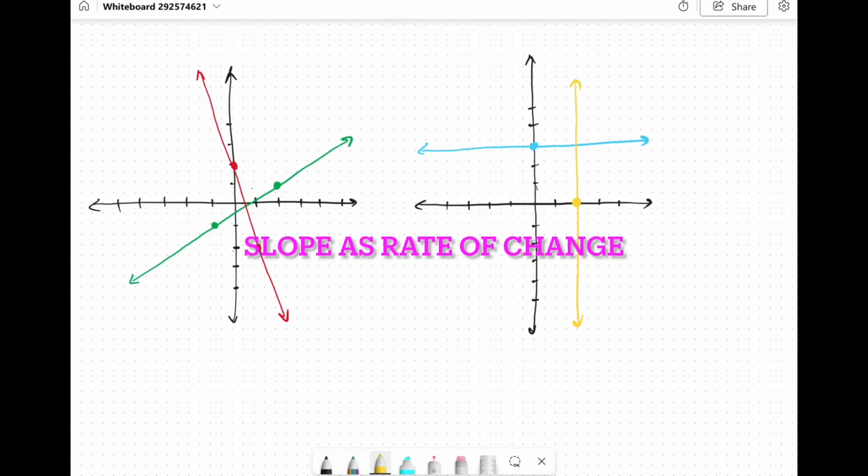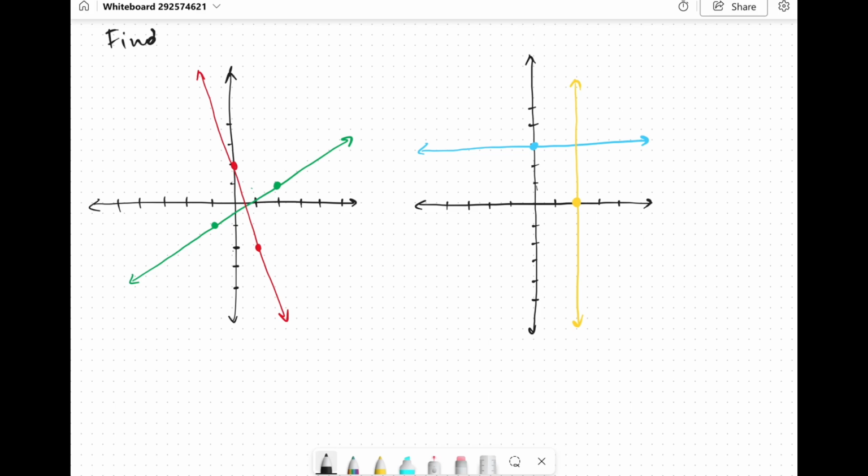This is slope as rate of change. Now, in the first couple of examples that I have pictured on the whiteboard here, I will ask you to determine the slope of each of the 4 lines. I have 2 lines on the left picture, one is green and one is red. And I also have 2 lines on the picture on the right, one is blue and one is yellow. So again, the question is, find the slope of each line.